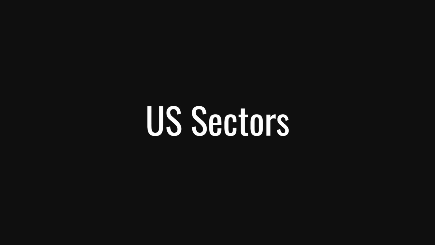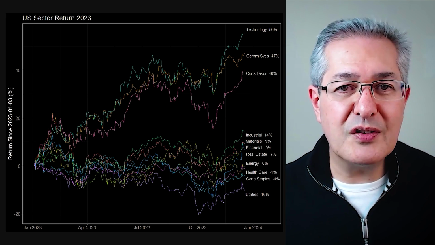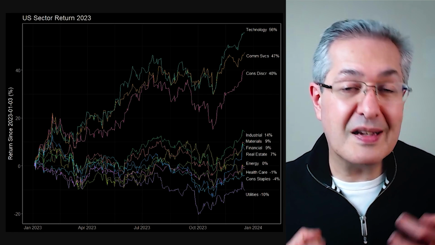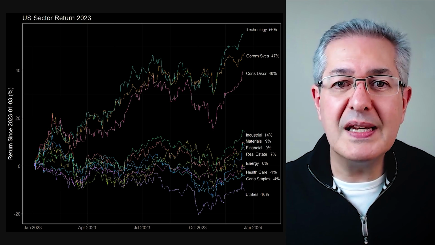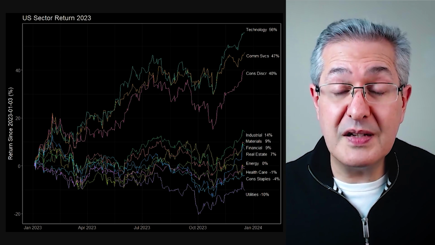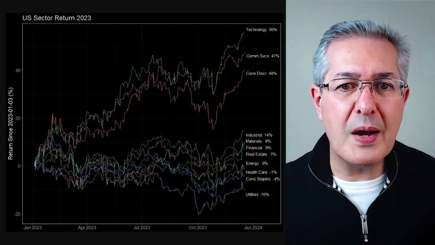Now let's look at US sectors. And just looking back over the course of 2023, you can see which sectors have done exceptionally well compared to others. And it's primarily technology, communication services, and consumer discretionary, which has done very well. So essentially, this is the tech story in the US.